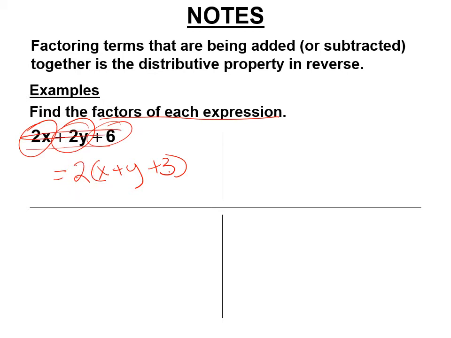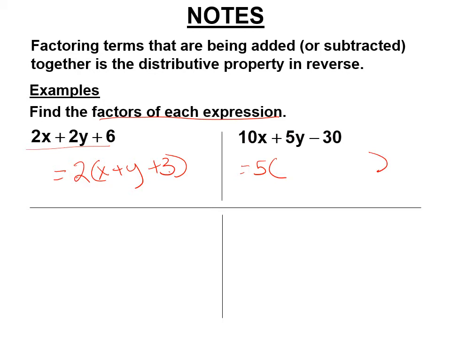So let's see that again. What's the greatest common factor of 10, 5, and 30? It doesn't matter that it's negative. Right? It's 5. So 5 must have been out there. What must have been inside? What was the other factor?